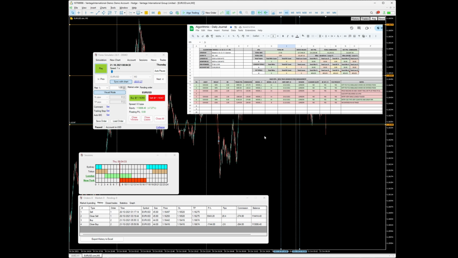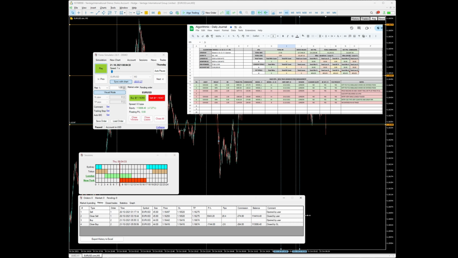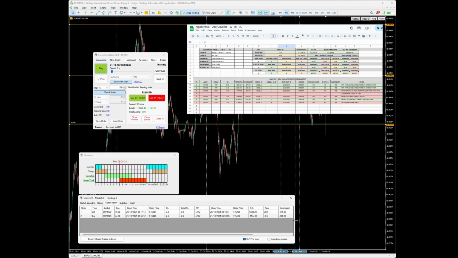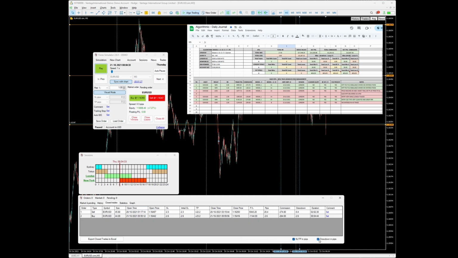And day 6 is done. All right. Let's see the statistics of day 6 too. So there we go. Close trades. There we go. We have 2 pips on SL. Close time was 4 minutes actually.